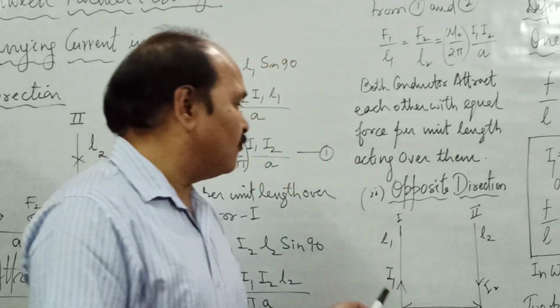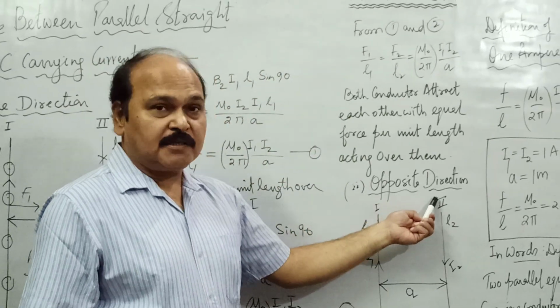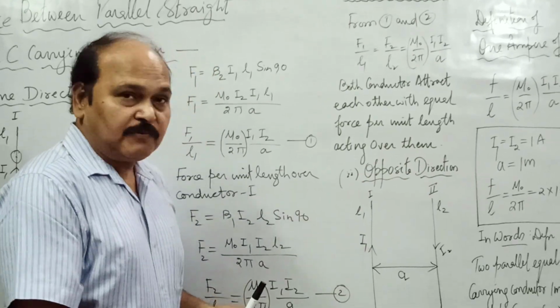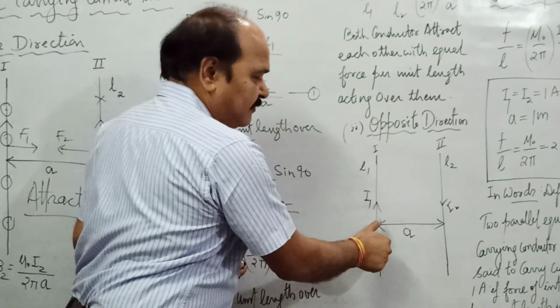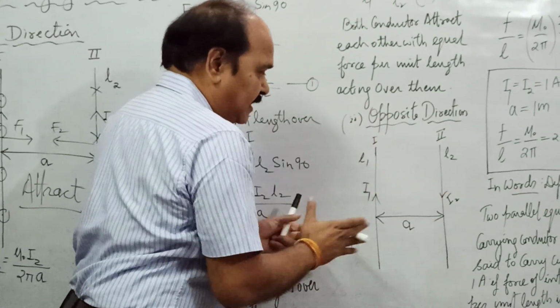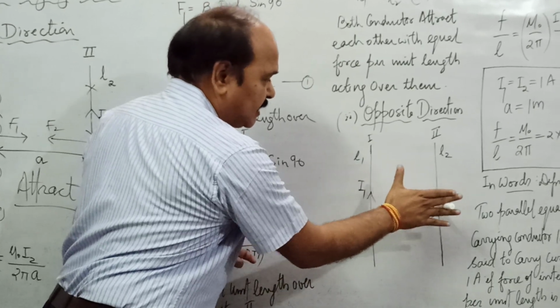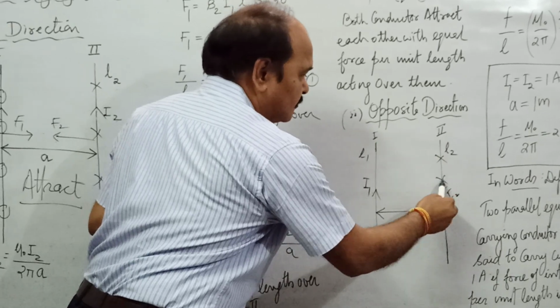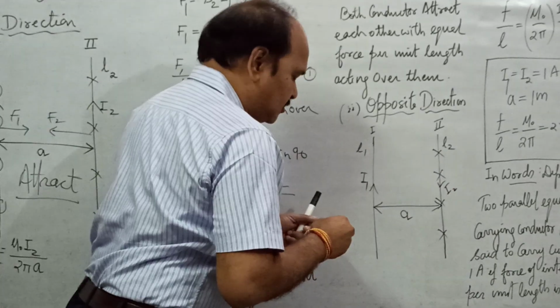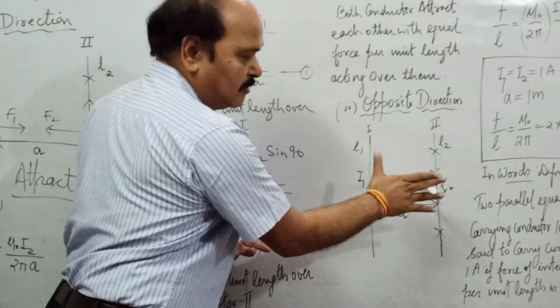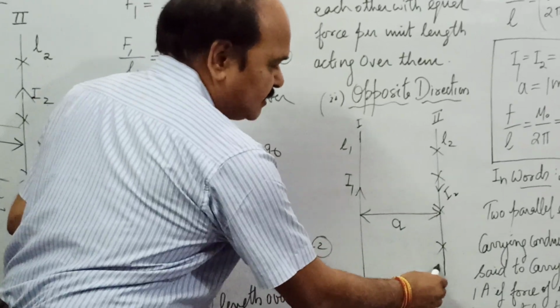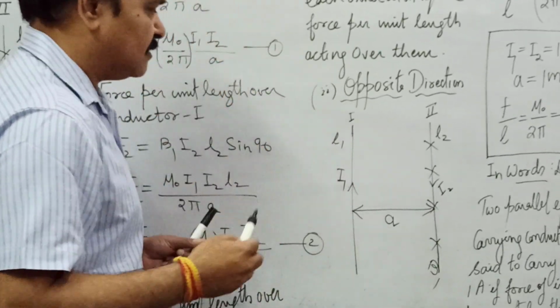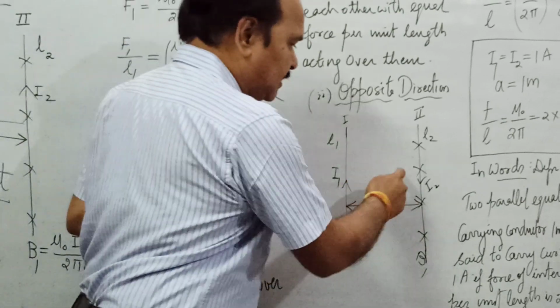If we find out the force over two current carrying conductors in opposite directions, well, let us work it out. This conductor will have a magnetic field all around itself, and right here at conductor number 2, because of conductor number 1, the magnetic field will be where? Cross. Why cross? Because of Fleming's right hand palm rule. And this magnetic field cross has the same value as we have written here.